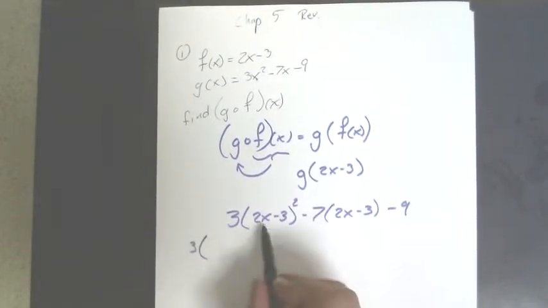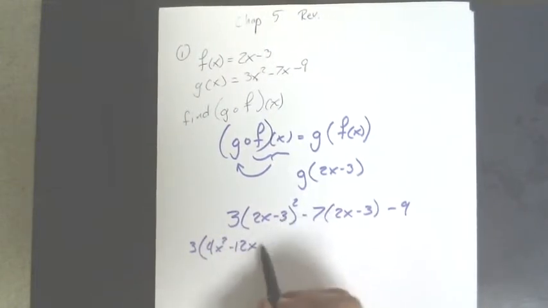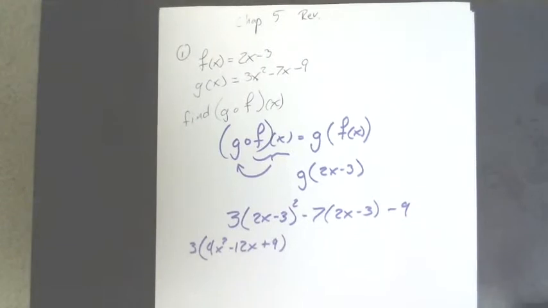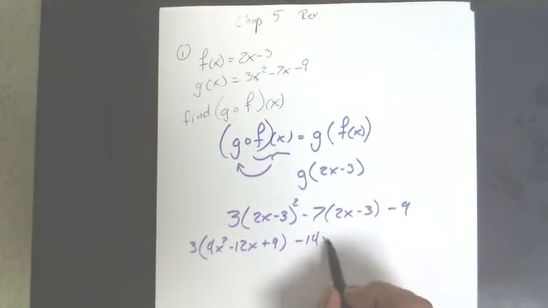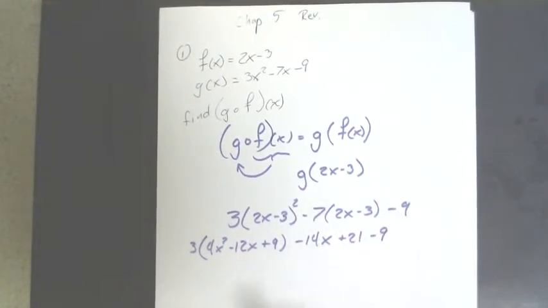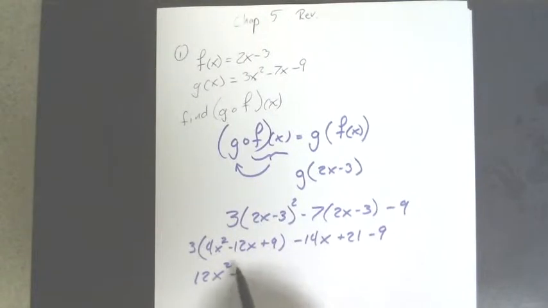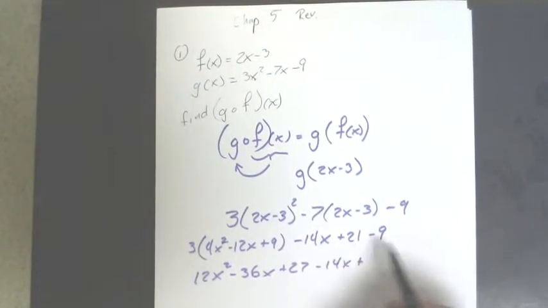Square that out, so square the first, twice the product, square the last, or you could just do FOIL, whichever you prefer. Distribute the 7, minus 14x plus 21 minus 9. So distribute that 3, 12x squared, minus a big old 36x plus 27 minus 14x plus, I'll go ahead and subtract those.